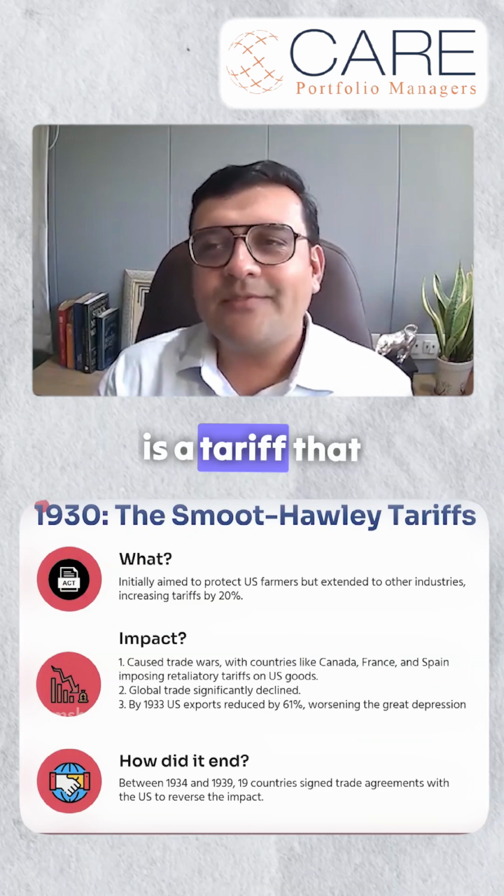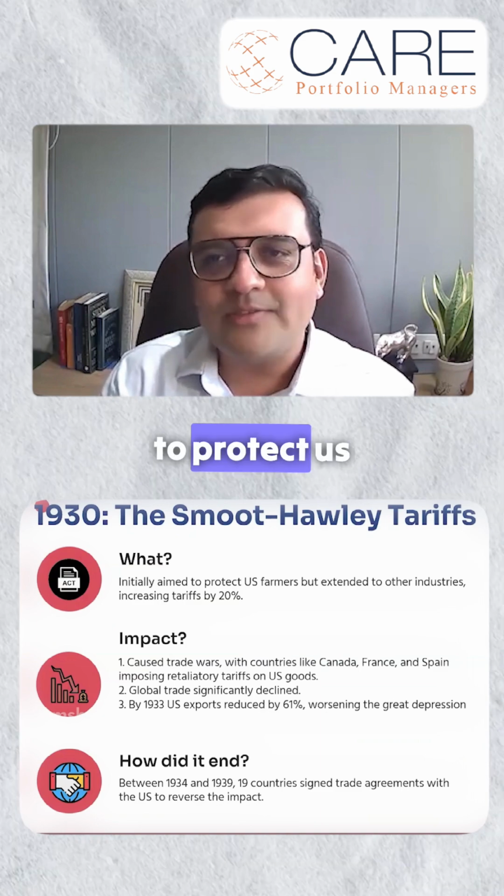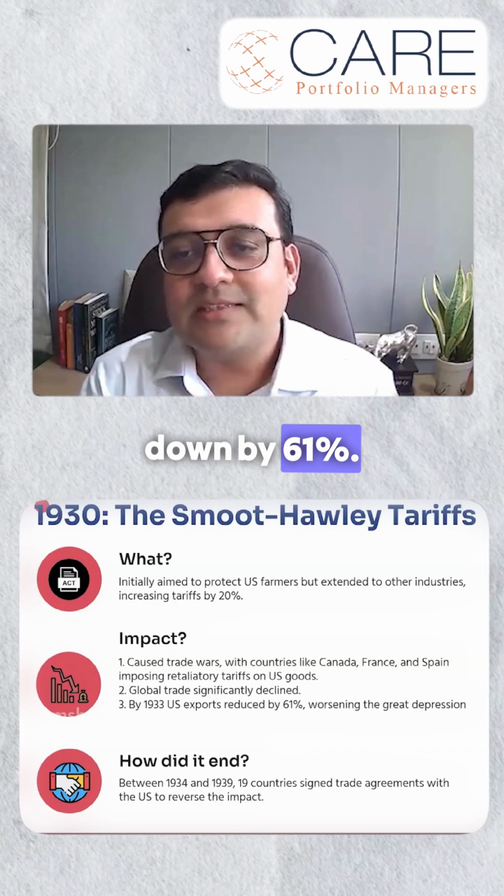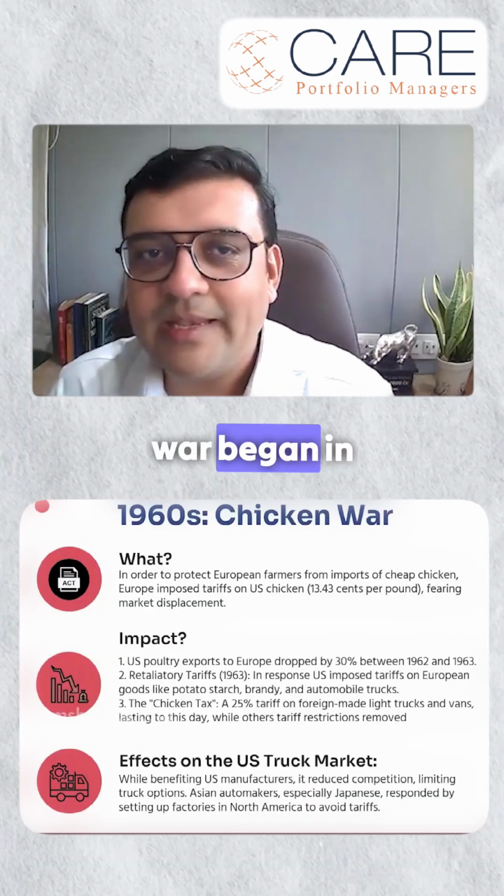Basically this is a tariff that was levied to protect US farmers. This was levied in 1930, and by 1933, US exports were down by 61%. The next trade war began in 1960.